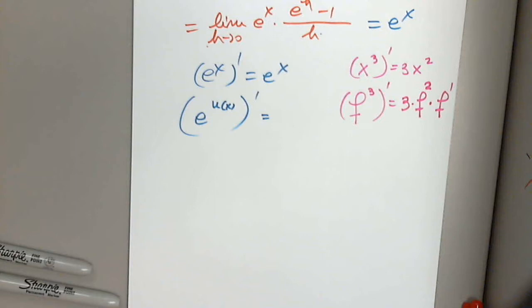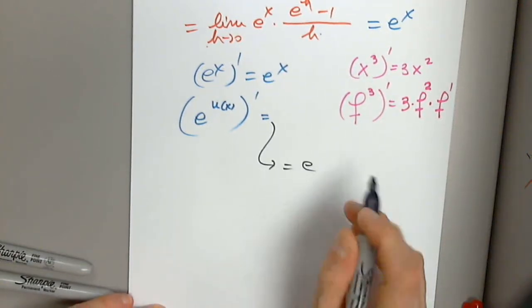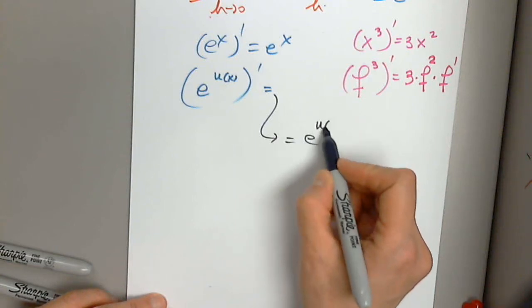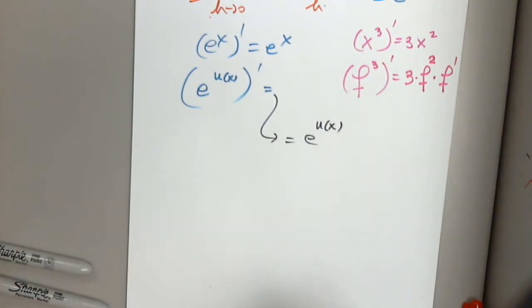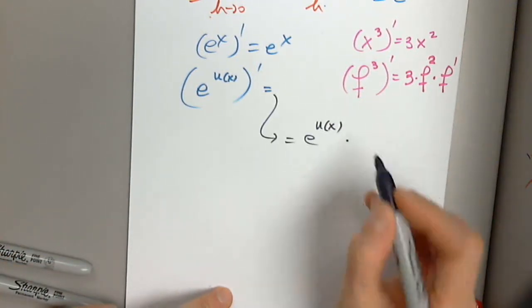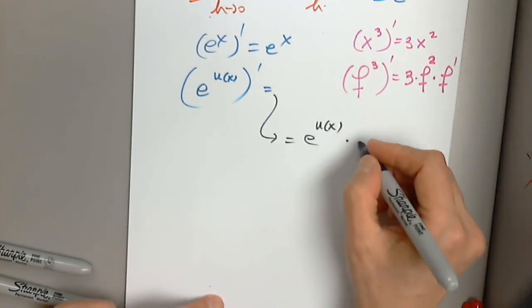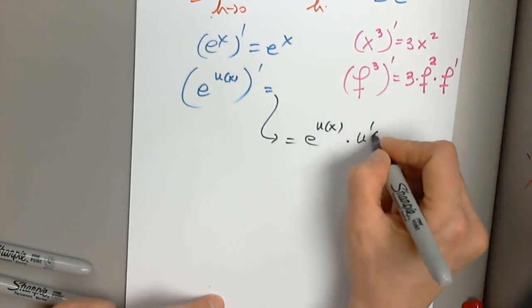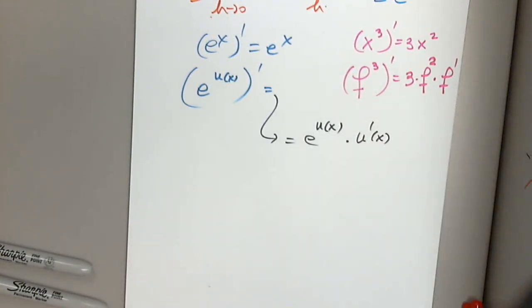Same idea. What is it? It has to be e to u. Just e alone doesn't make any sense, right? It's just a constant. e to u times u prime. Exactly. That's it. If I have just x, remember here I should have written times x prime, but what is x prime? Well, that's why we don't.